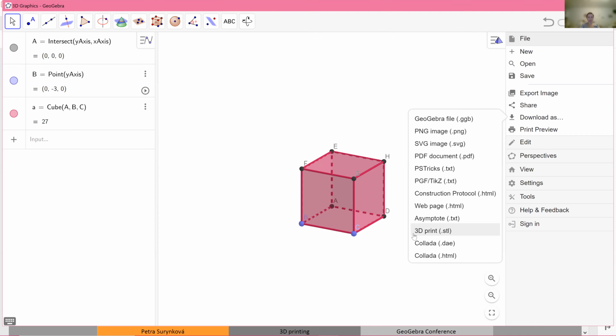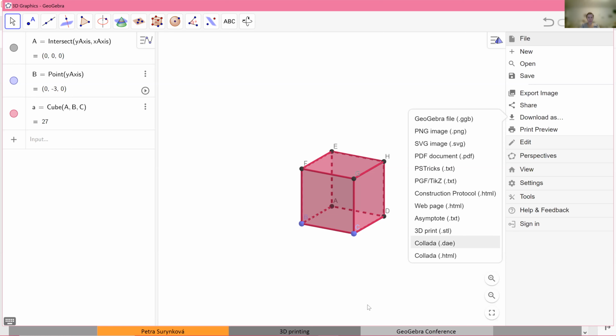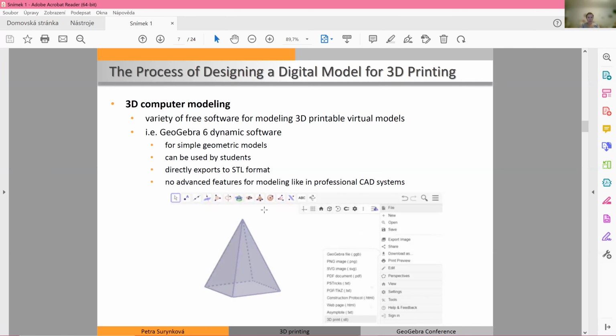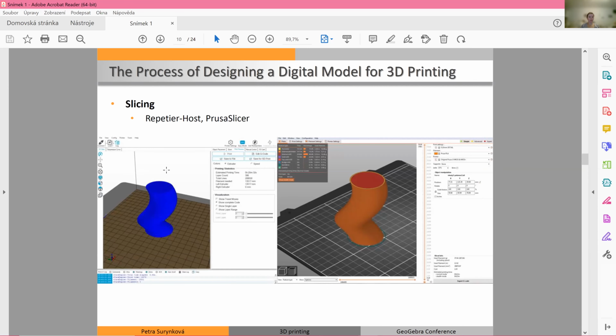So once we have a 3D model in STL format, we can use some slicing software, and we can directly print it on the 3D printer. Here I can show you, using slicing, this is another model, where we are counting how fast and in what quality we will print the model.